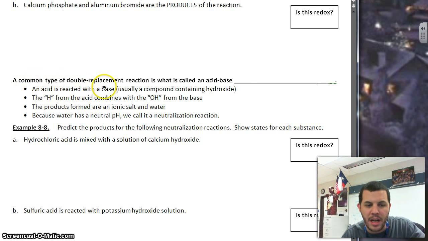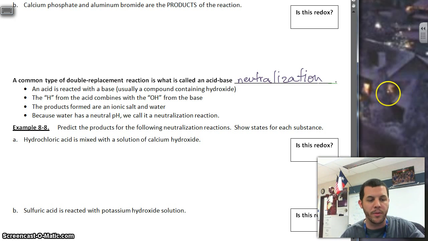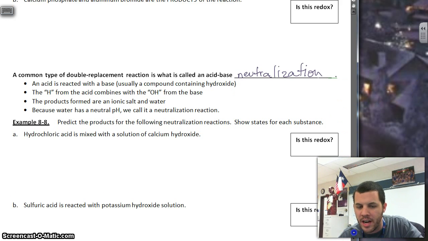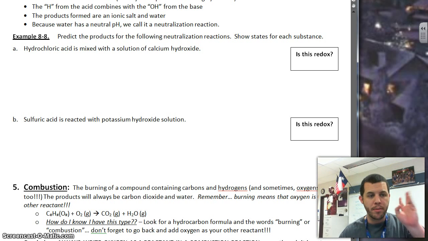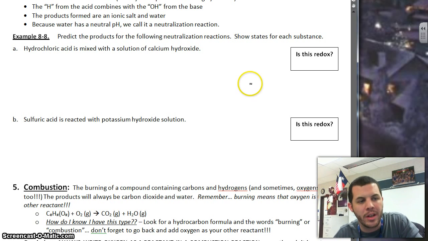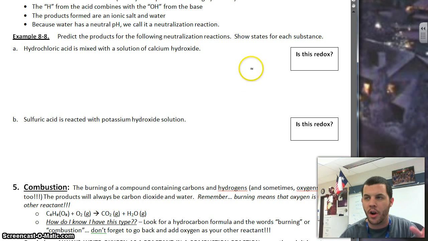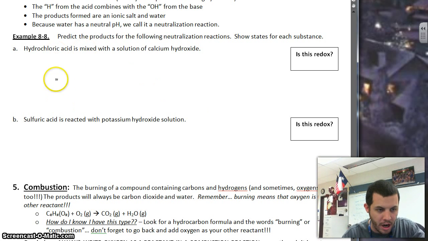This is a common type of double replacement reaction. It's called an acid-base neutralization. When you have a neutralization reaction, a double replacement with an acid and a base, you're going to have an acid and a base react together, and that is always going to give you water plus a soluble salt. Now, I say the word salt and you automatically think of the stuff you put on your french fries. Salt is a term for any ionic compound. So a soluble salt is an ionic compound that will dissolve.